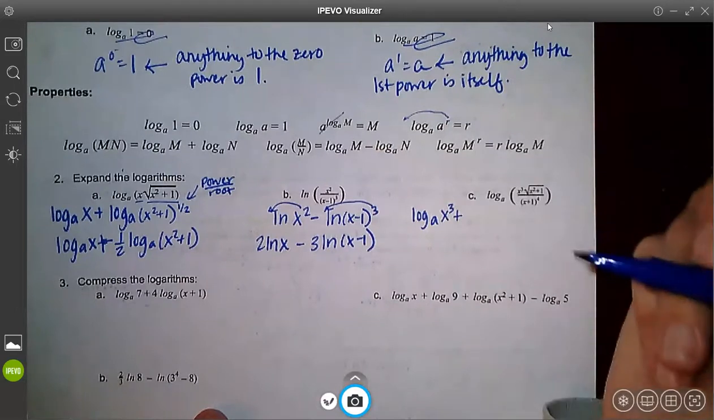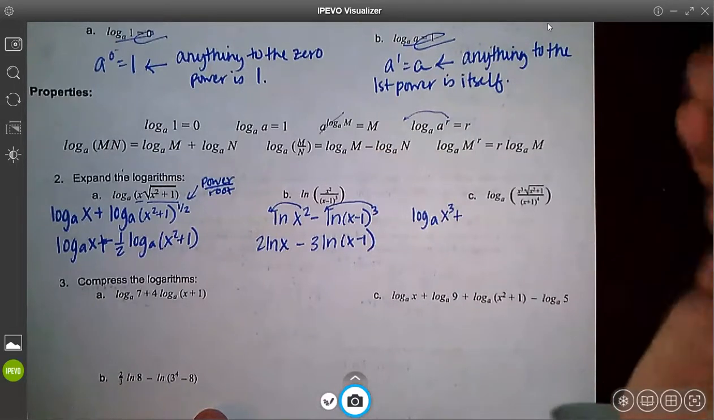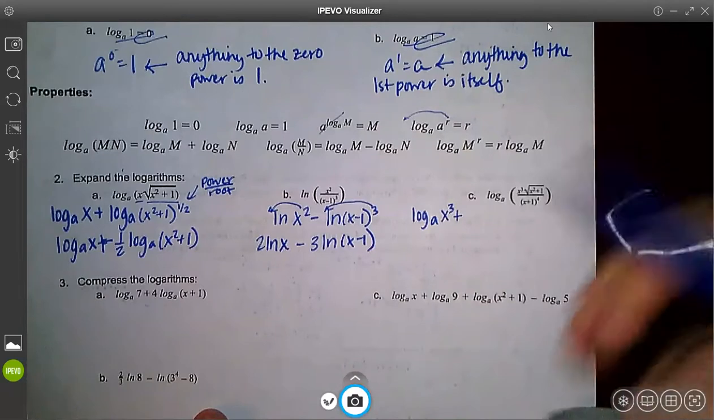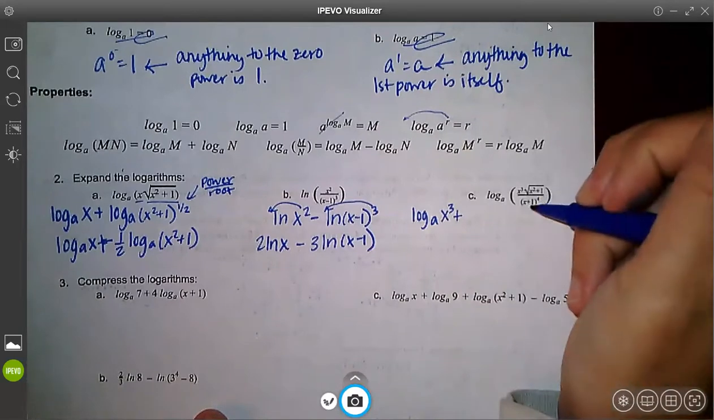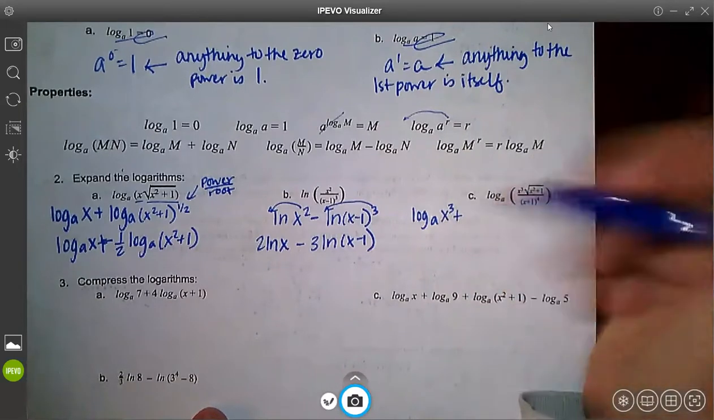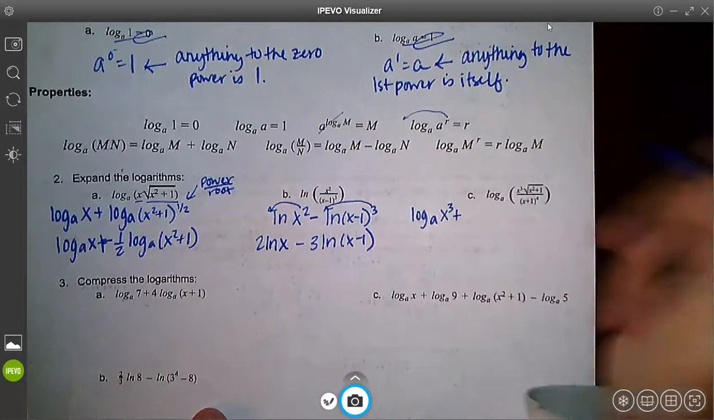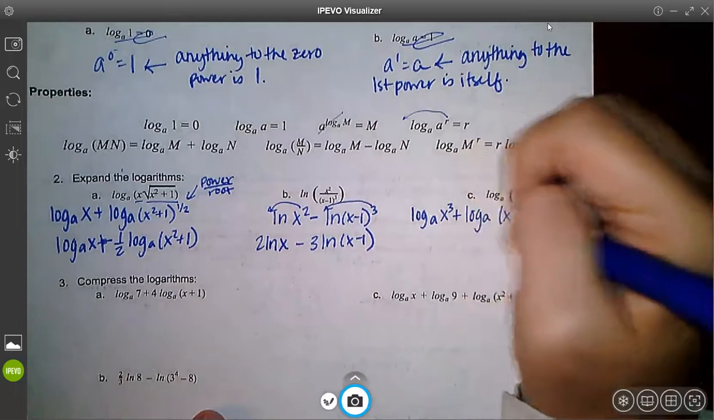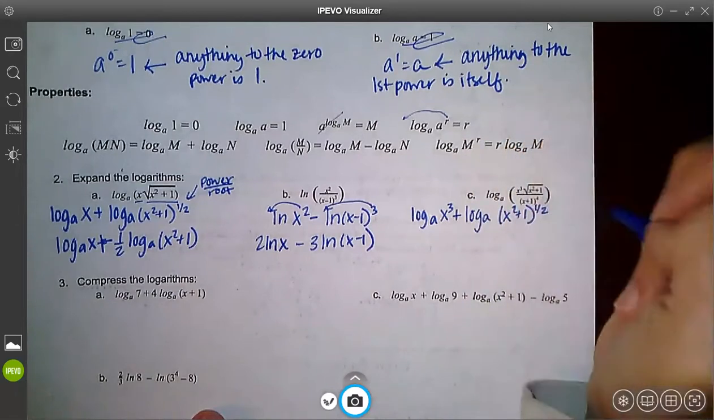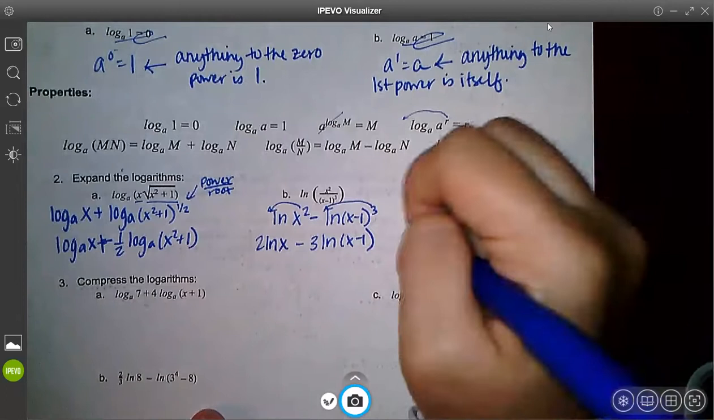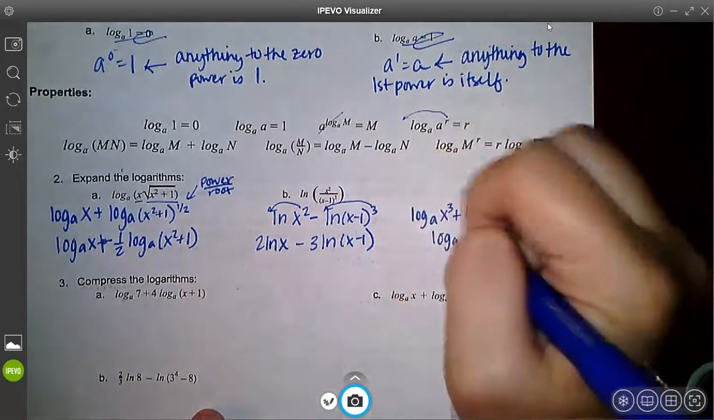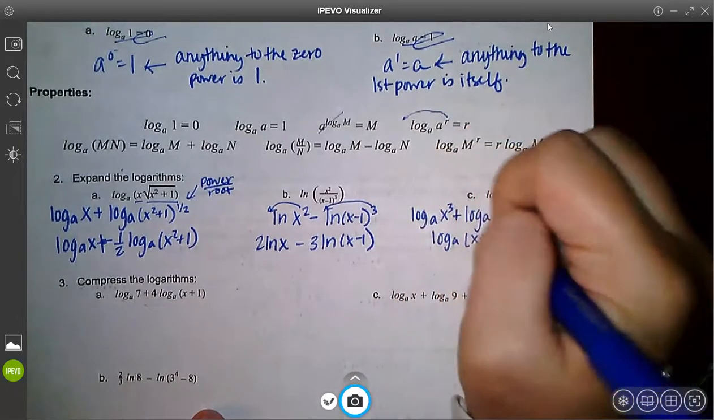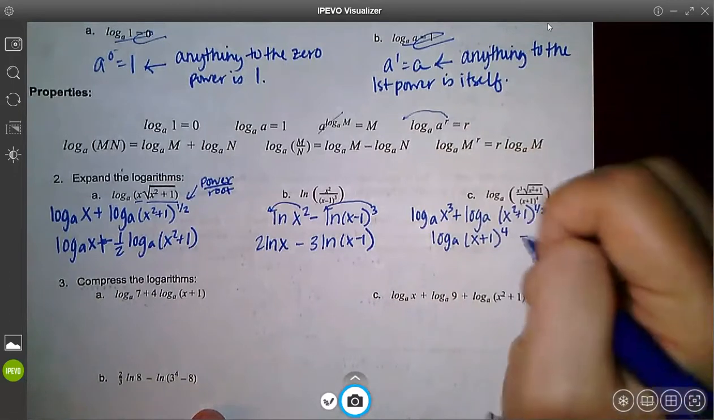You think about your exponential rules: if it has a negative in the exponent, you move it to the denominator and get rid of the negative. So the denominator has a negative exponent, which is essentially what logs are. Plus, I have the log base a of x squared plus 1 to the 1/2 power minus the log base a of x plus 1 to the 4th. Then I'm just using the power rule.